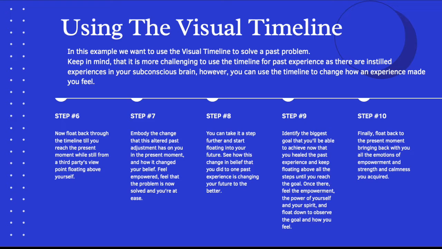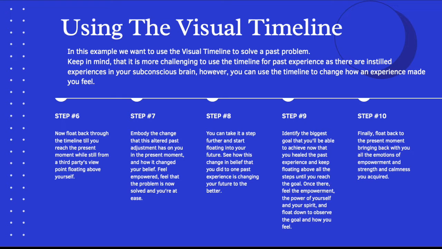Step number 7 is embody the change. You did a certain alteration, a past adjustment, and this has an effect on you in the present moment. Embody it and see how it changed your belief. You want to feel empowered. Feel that the problem is now solved and that you are at ease.